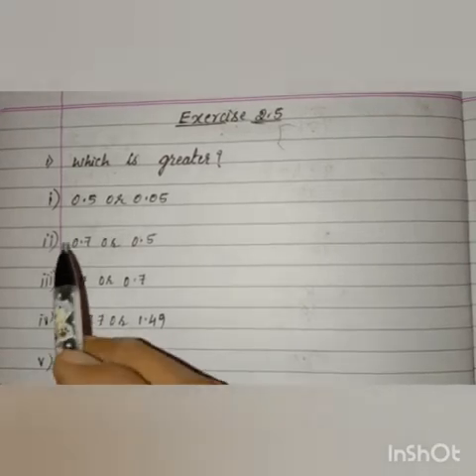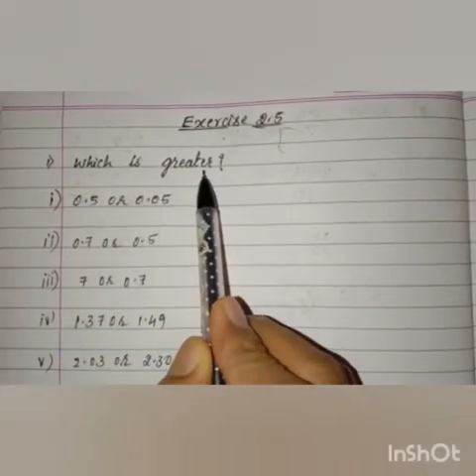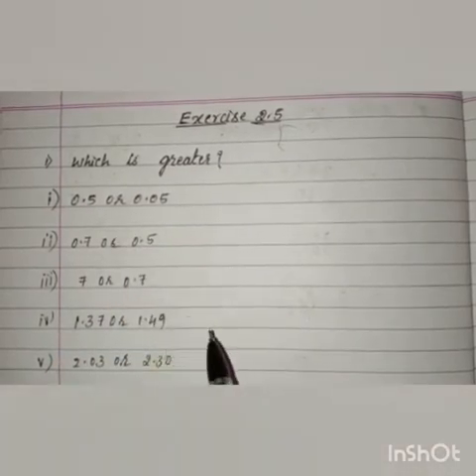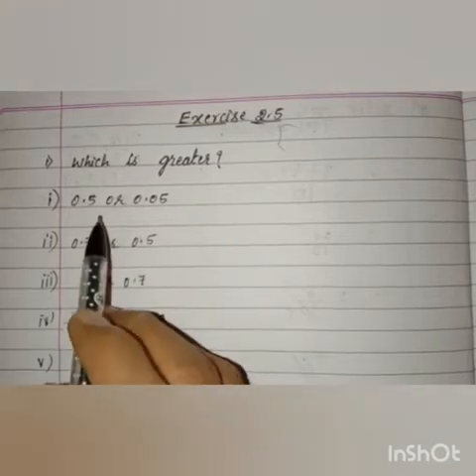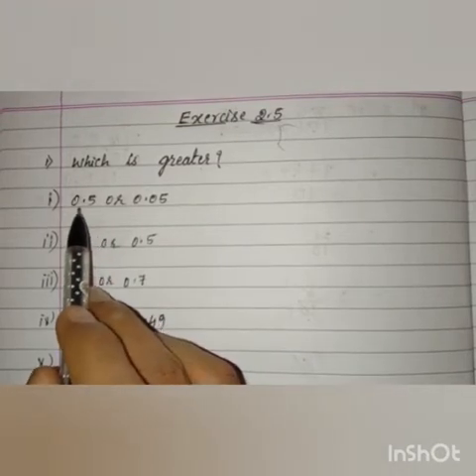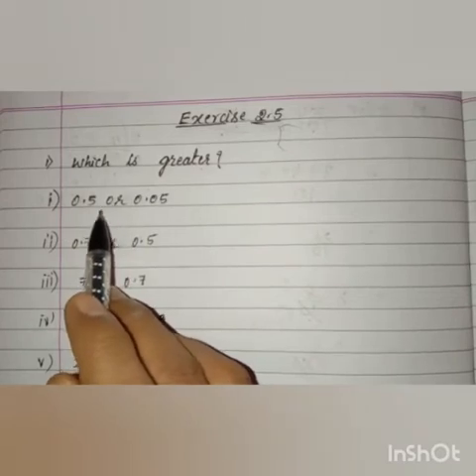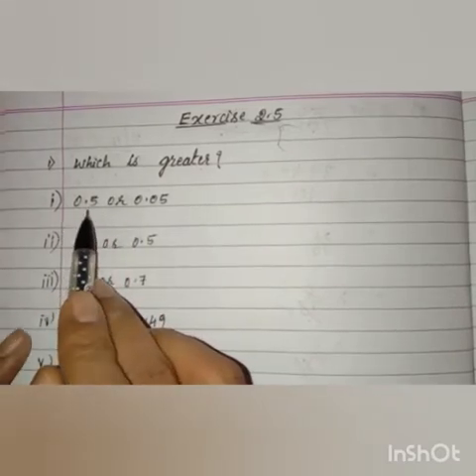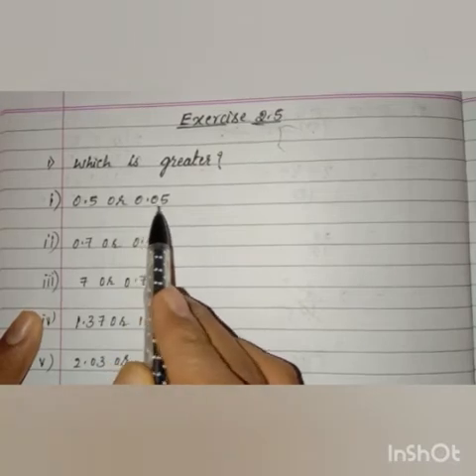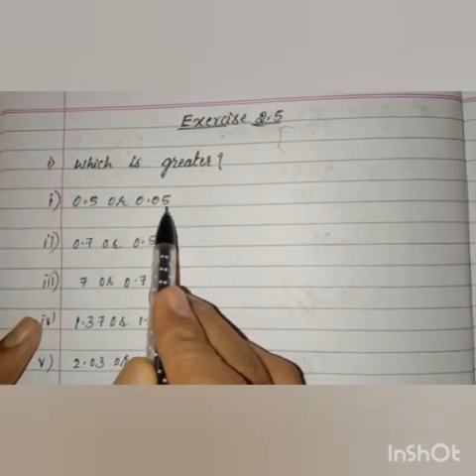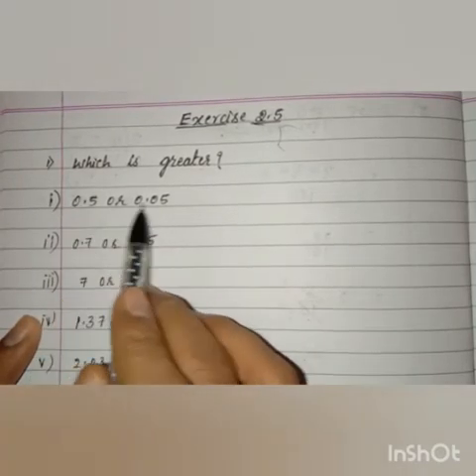So question number 1, which is greater? Here they have given some decimals. We have to find out which is the greater decimal among those two decimal numbers. Now here, 0.5 or 0.05. We have to find out which is the greater decimal number of these two.